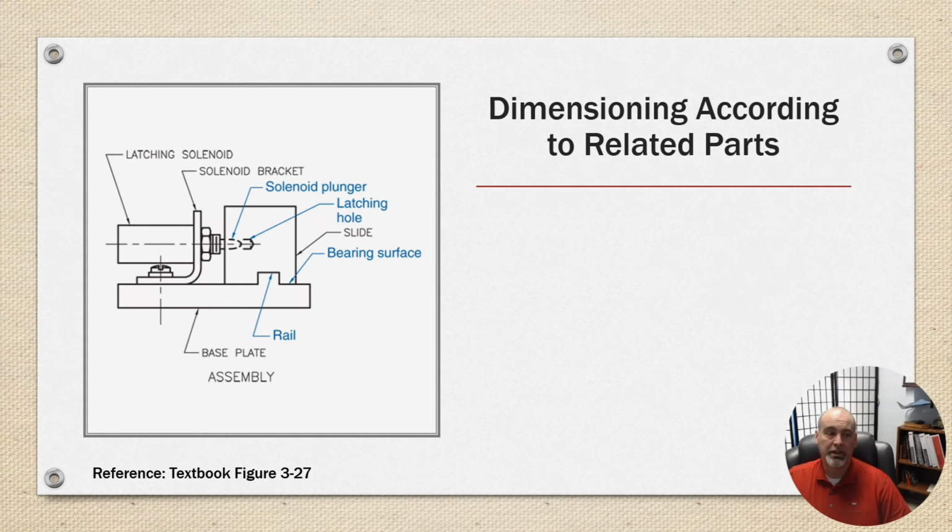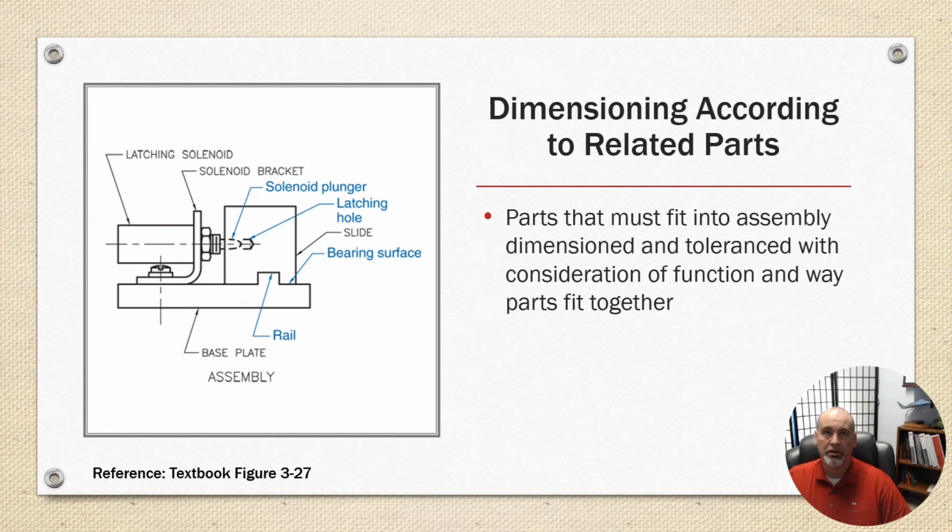Dimensioning according to related parts. Parts that must fit into an assembly are dimensioned and toleranced with consideration of function and the way the parts fit together. So over here on the left, we've got a latching solenoid and a latching bracket and a solenoid plunger that goes into a slide that goes on our rail.